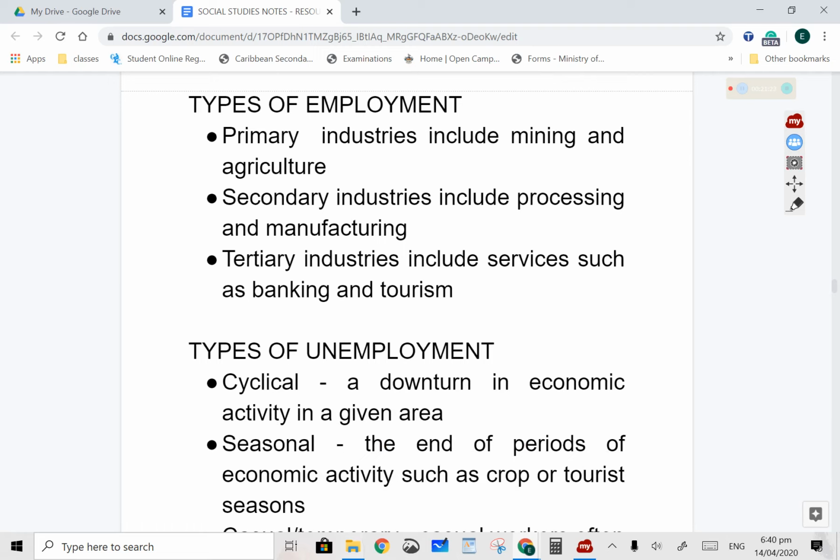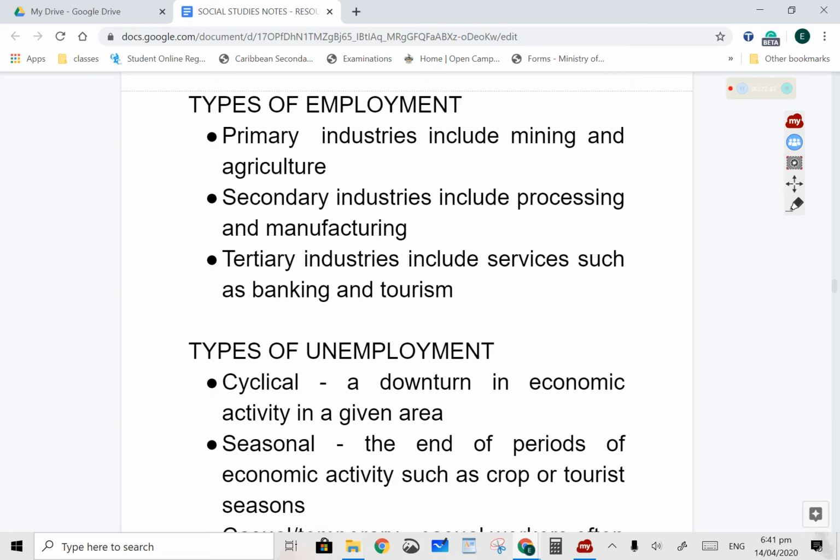So, types of employment: we have primary industries, which include mining and agriculture. And one way to remember this: primary employment is employment that deals with harnessing resources from the land or the ocean. So anything to do with harnessing resources from the land or the ocean, like agriculture, fishing, mining, etc., that will be primary industry. And then you have secondary industry, which includes processing and manufacturing. So secondary industry is basically the creating of goods from primary production.